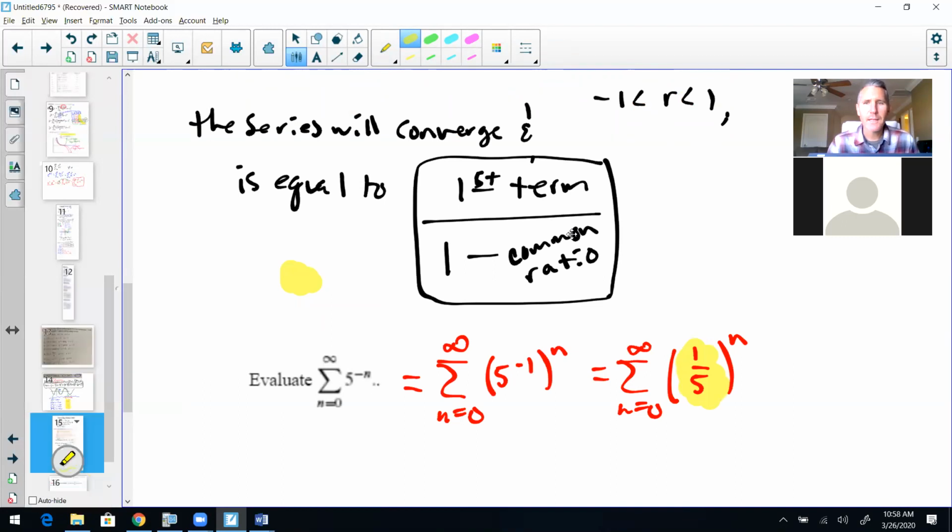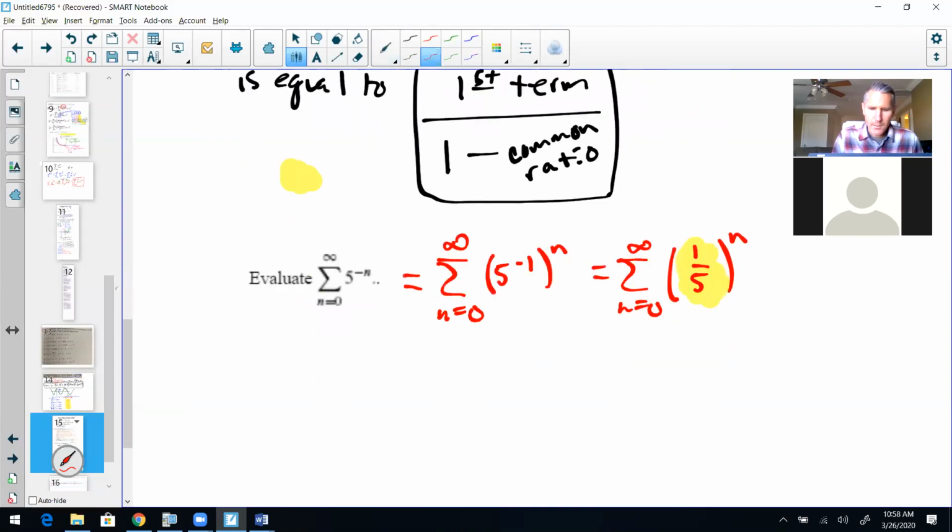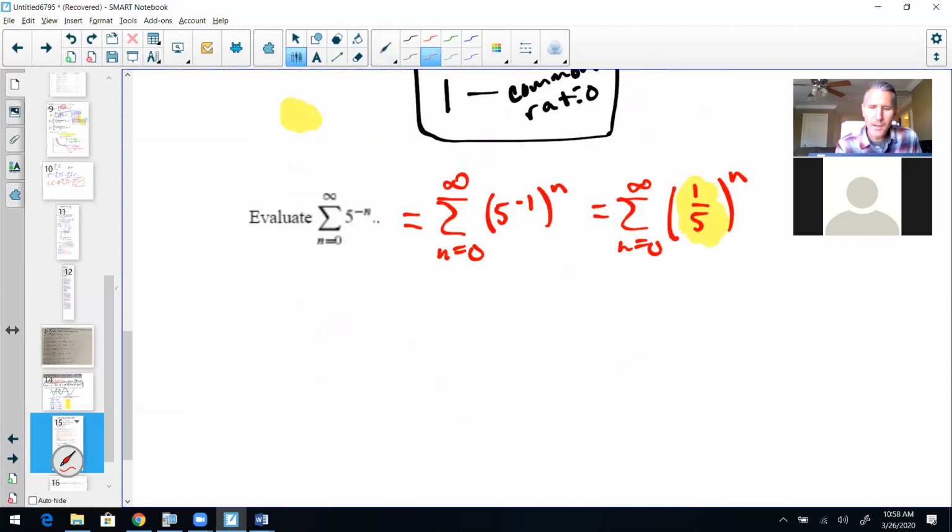So this 1/5 is my common ratio. Because the common ratio is in between -1 and 1, it's 1/5, I know that this series will converge. And I know that it converges to, help me out, the first term.